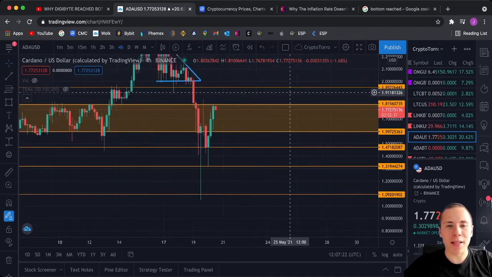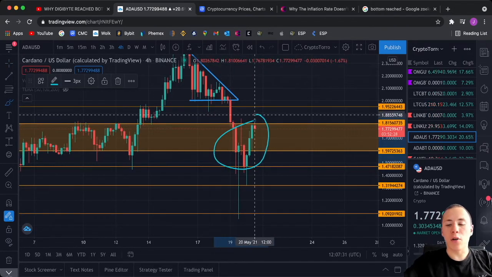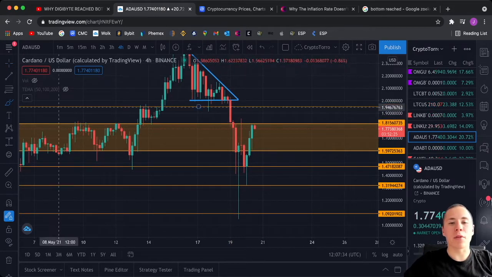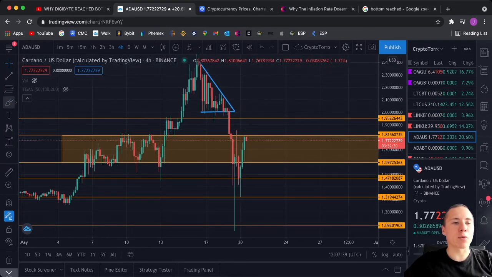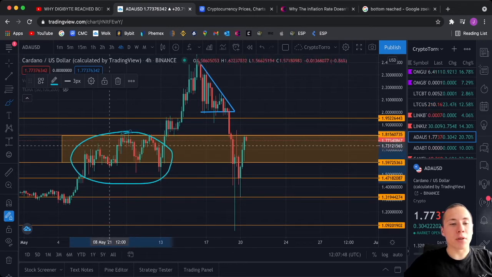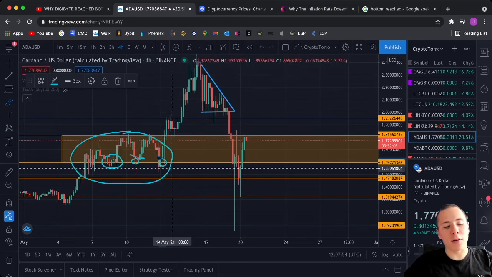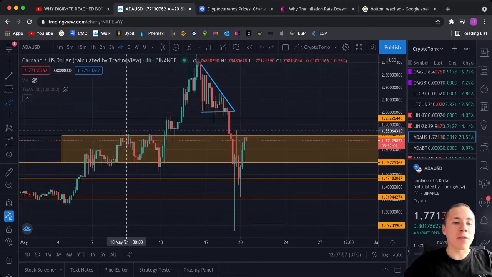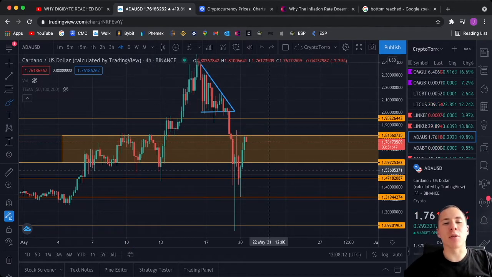But what I think is very important is that Cardano is right now finding support inside of this orange box drawn over here. And as I showed before during my previous videos, I think it's very important to look at the orange boxes, because when I draw an orange box, it means that it is a level of utmost significance, especially because we saw many touch points in a lower area inside of the orange box where Cardano found support, but we saw several touch points on the upper resistance area as well, and that is why I think this is a level of critical support and resistance.